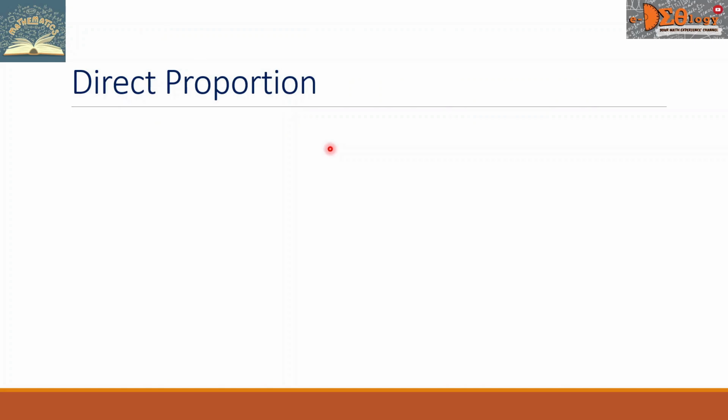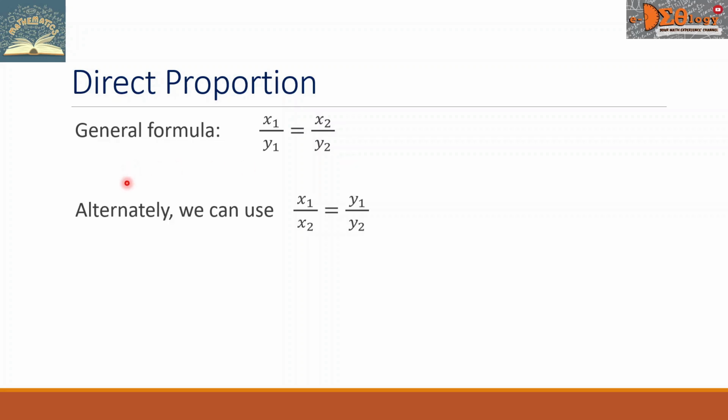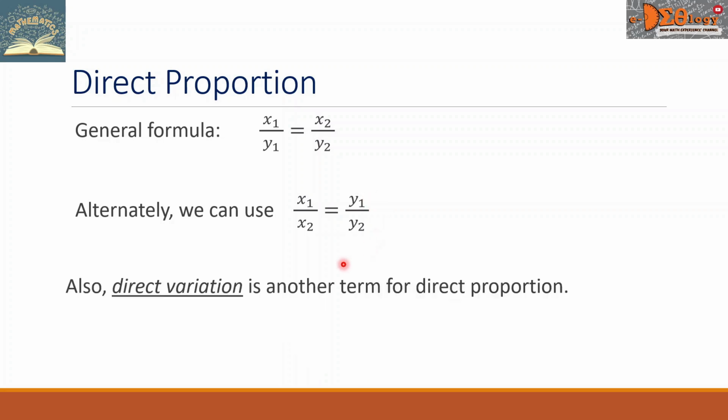For direct proportion, we see that the general formula is x sub 1 over y sub 1 equals x sub 2 over y sub 2. However, alternately, we can use x sub 1 over x sub 2 equals y sub 1 over y sub 2. Also, direct variation is another term for direct proportion.